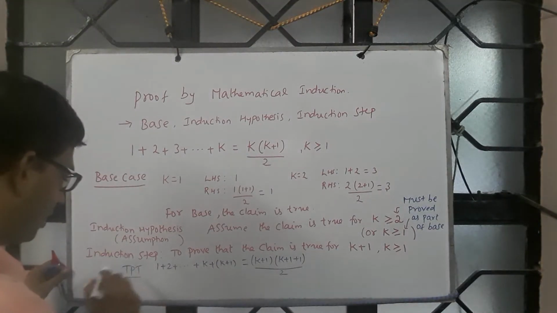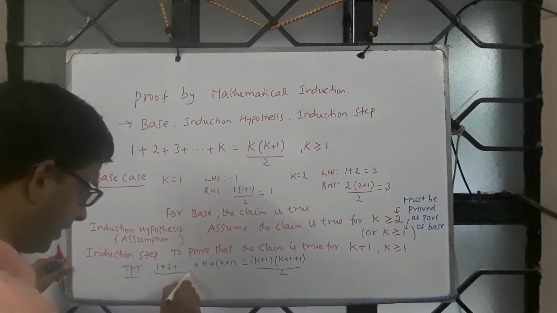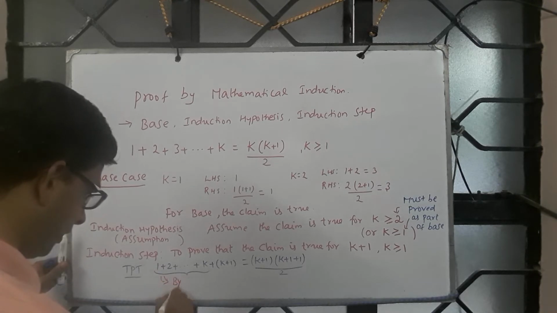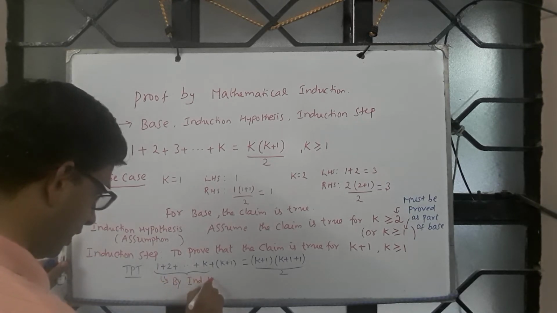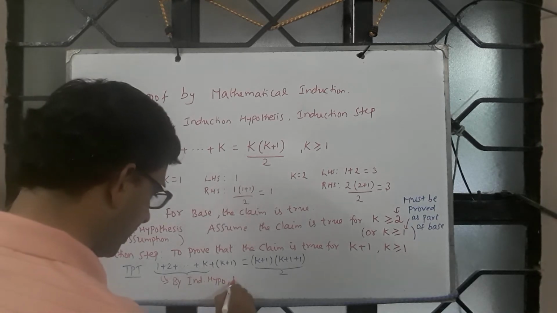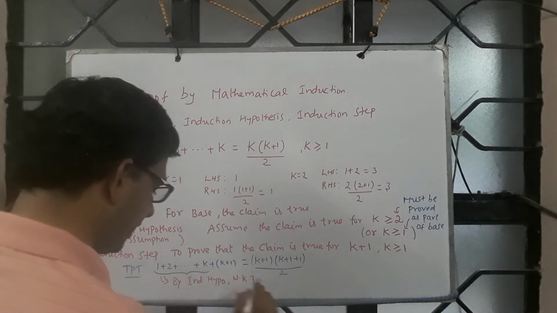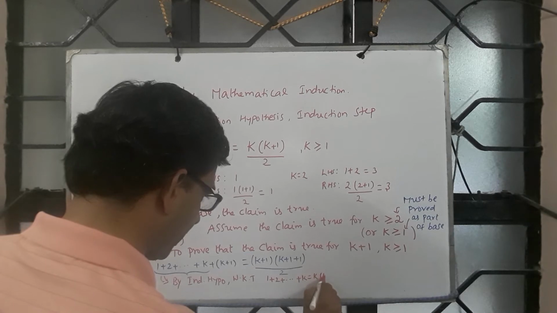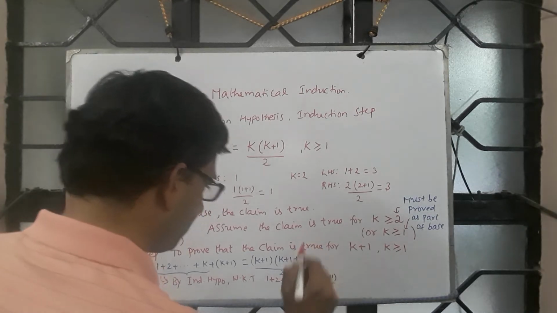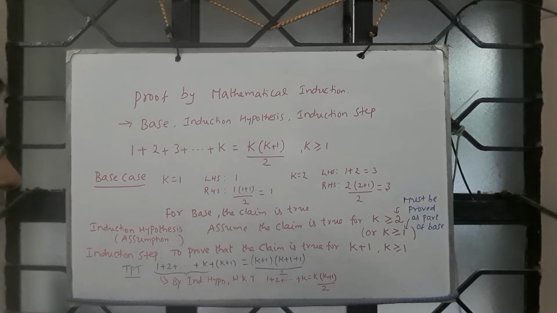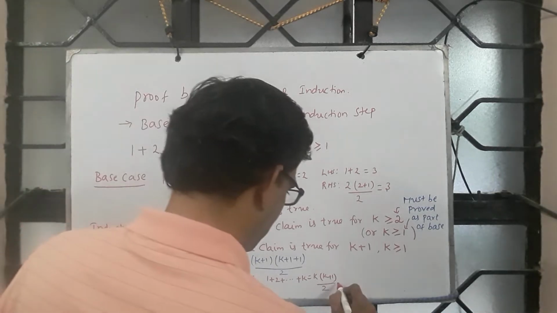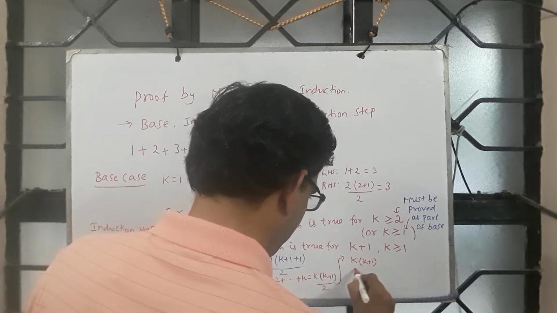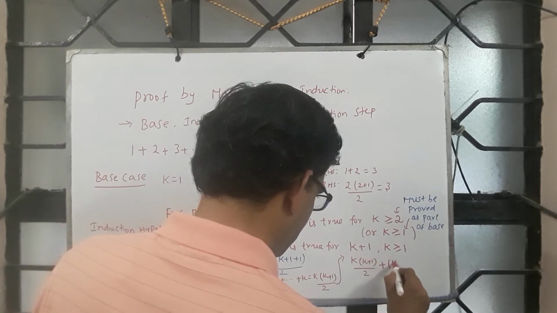Okay. Now how are we going to prove this? By the inductive hypothesis, we know that 1 to k is what? 1 plus 2 and so on up to k is k into (k plus 1) by 2. Correct? Apply this. So you get k into (k plus 1) by 2 plus (k plus 1).